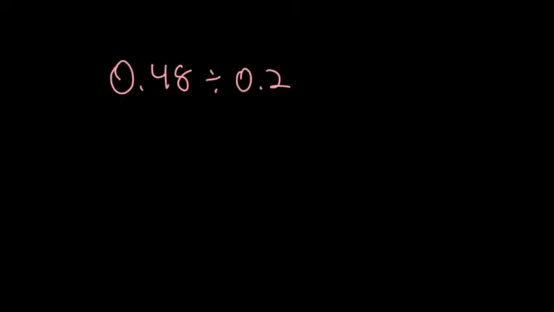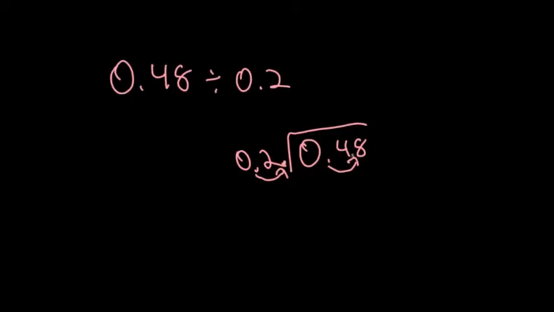Alright, now we have 48 hundredths divided by 2 tenths. So again, just set that up like you would set up a division problem. So 48 hundredths comes first, so it goes inside, divided by 2 tenths. So in this case, we have to do something before we can start dividing, because you don't want to divide by a decimal. So you're going to move that decimal one time to make it 2, and then do the same thing on the inside.